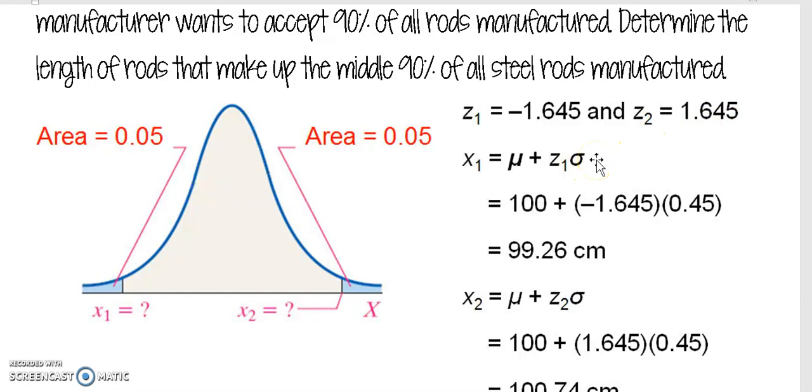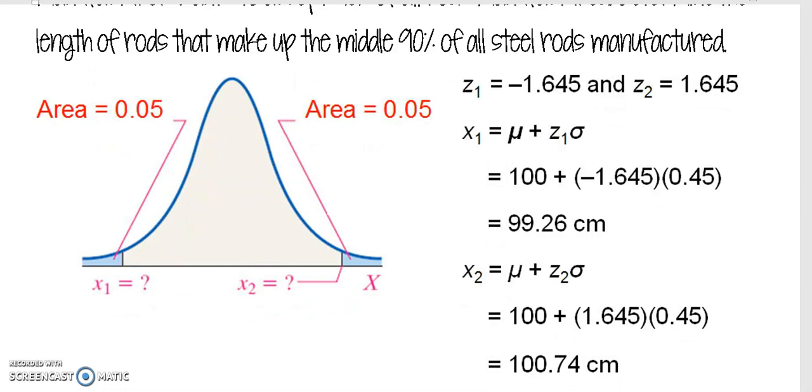He then introduces the algebraically modified z-score formula that solves for x instead of z, because we have our mean and our standard deviation, and he gave us the z-score separating the bottom 5%. So the shortest rod that should be accepted in this manufacturing process is 99.26 centimeters.